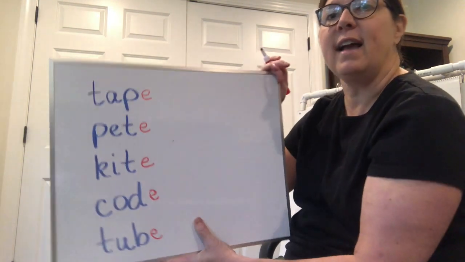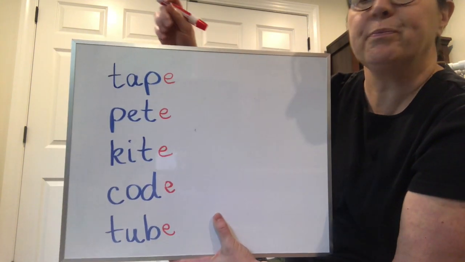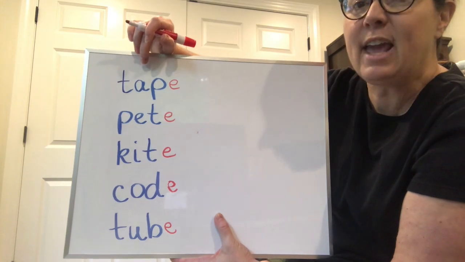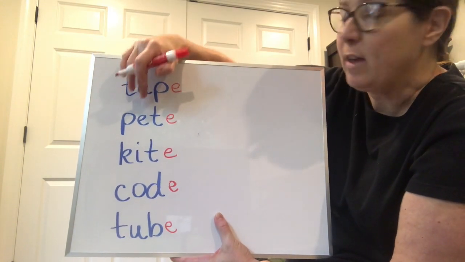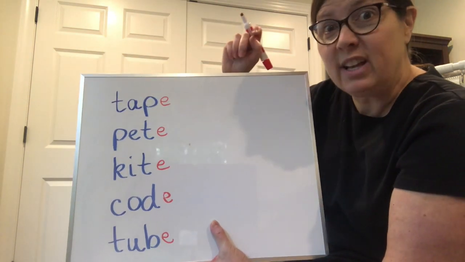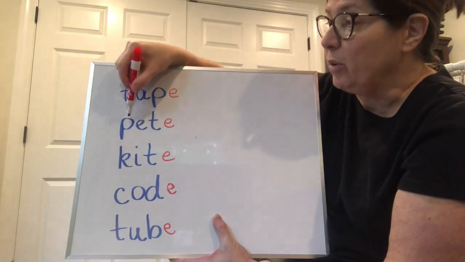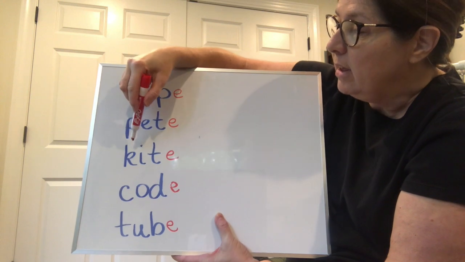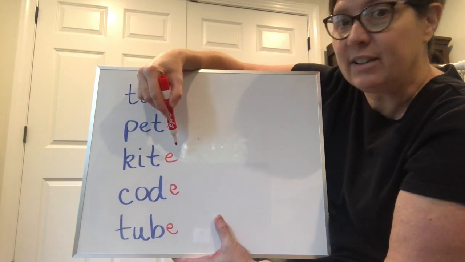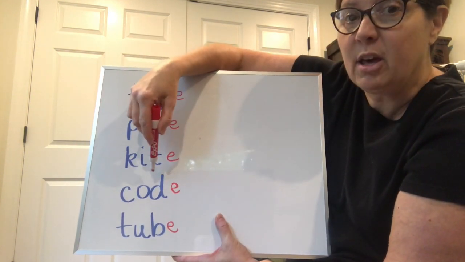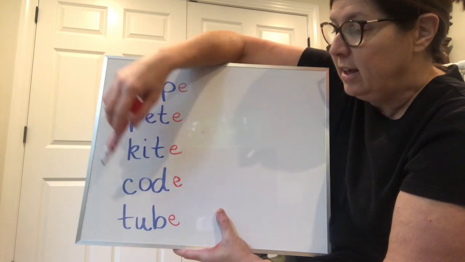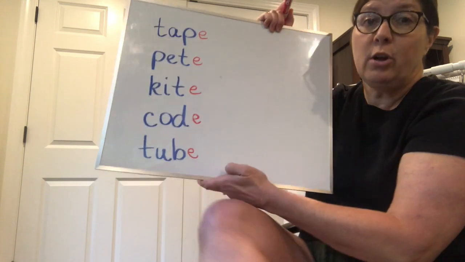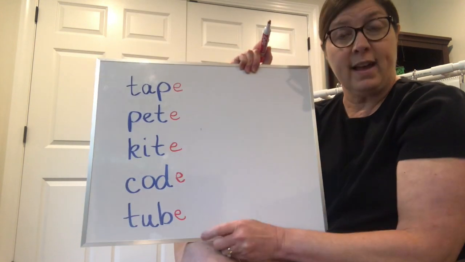So I put the silent E's on these words, but now it's no longer tap, this word is tape. This word is Pete, which is actually a name like Pete the cat. So I really should make that capitalized over there, but I'm not going to fix it right this second. Kit becomes kite. Cod becomes code. And tub becomes tube.